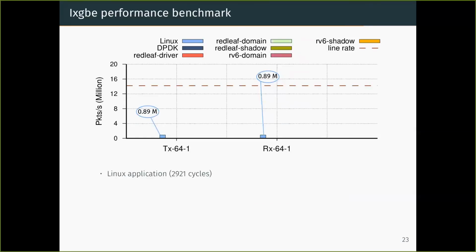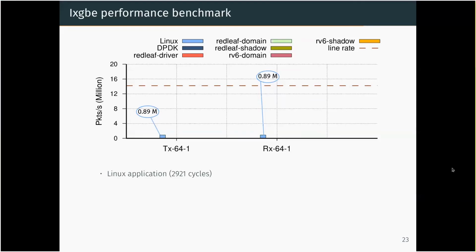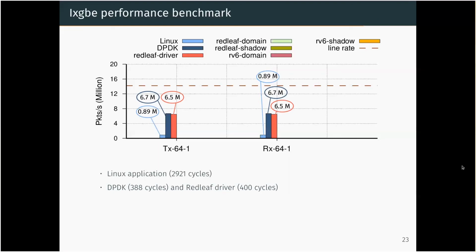For the Ixgbe benchmark, we send and receive 64-byte packets and measure the performance on two batch sizes, 1 and 32 packets. On packet transmit and receive tests, Linux achieves 0.89 million packets per second due to its generic network stack and synchronous socket interface. On a batch of 1, DPDK is 7% faster than RedLeaf for both TX and RX paths. On a batch of 32 packets, both drivers achieve the line rate of the 10 Gbps interface.